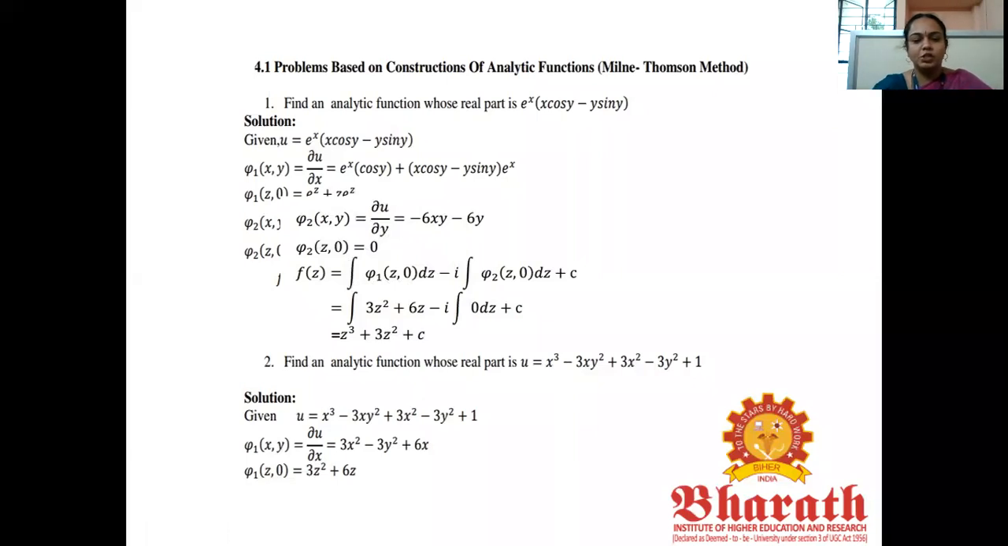Second problem: construction of an analytic function whose real part is u equals x cubed minus 3xy squared plus 3x squared minus 3y squared plus 1. So this is u. The differentiation of u with respect to x, that is dou u by dou x, is represented by phi 1 of x comma y. Differentiating with respect to x, it becomes 3x squared minus 3y squared plus 6x. In the place of x replace z, and in the place of y replace 0. So we get 3z squared plus 6z. This term vanishes.